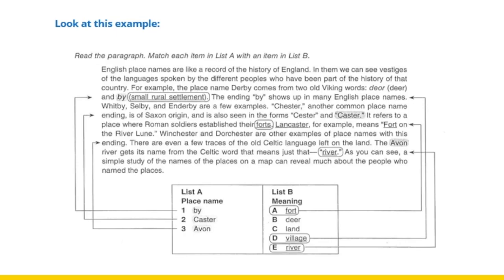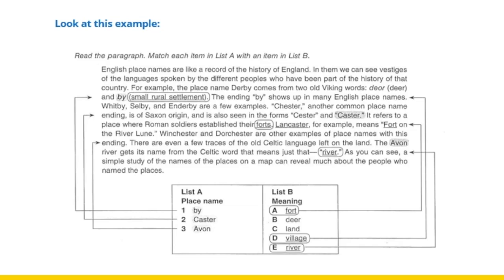So by small rural settlement, do you see? Now go back to your list B and you see A, B, C, D, E, and we have D, which is a village. Small rural settlement, it's our village. As I mentioned earlier, sometimes you might not find the exact same words in the passage, and it can be a paraphrase. So in this case, small rural settlement will be village, and then we found our word Castor.